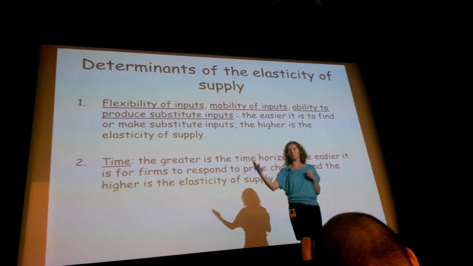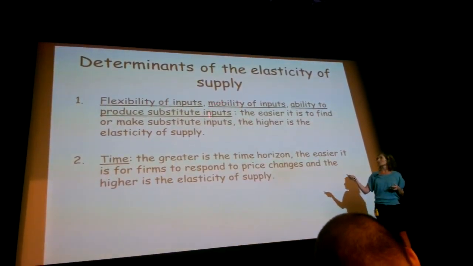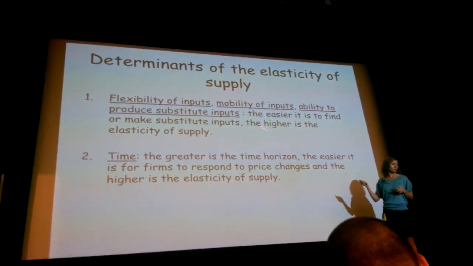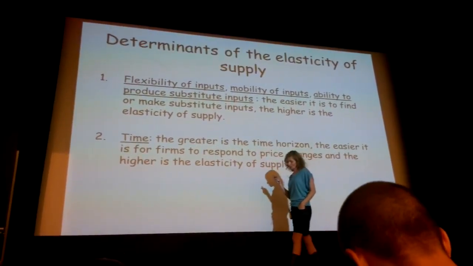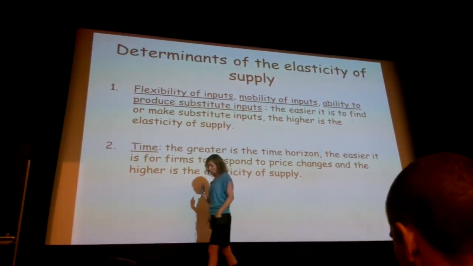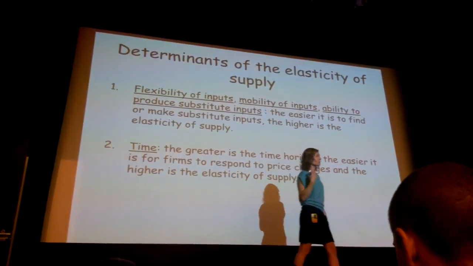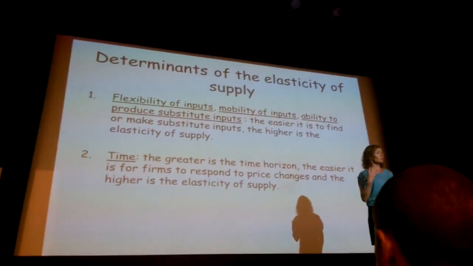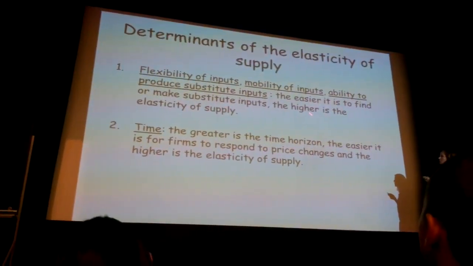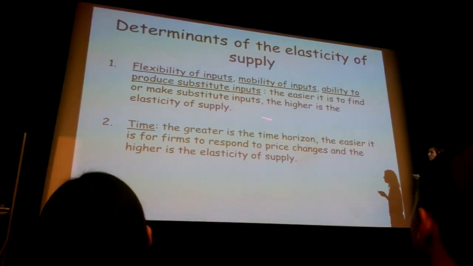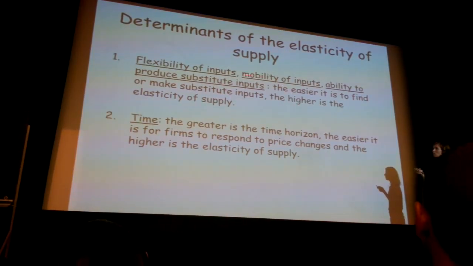It's basically the same set of ingredients. You'd expect the elasticity of supply to be relatively high. When the price of a good goes up, firms want to produce more of it, and they've got to get their hands on inputs. The easier it is for them to get those inputs, the easier it's going to be for them to produce more. So when inputs are flexible and mobile, when it's easy to find substitute inputs, you'd expect elasticity of supply to be relatively high.